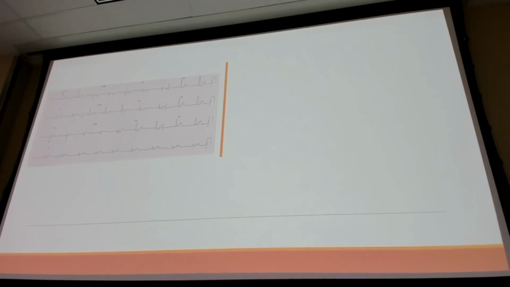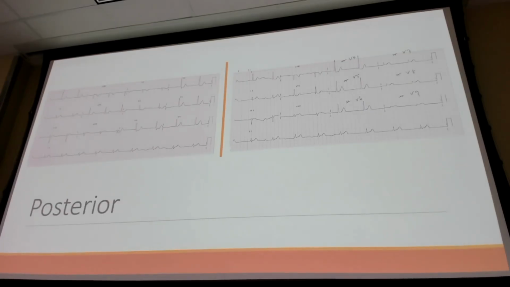What do we see on here? Let's look at this one. So this is our right-sided EKG. So we did V4, 5, 6, 7, 8, 9. This is a posterior MI.